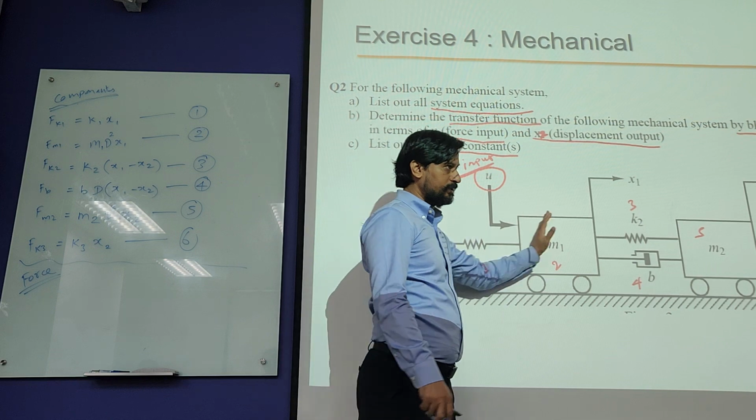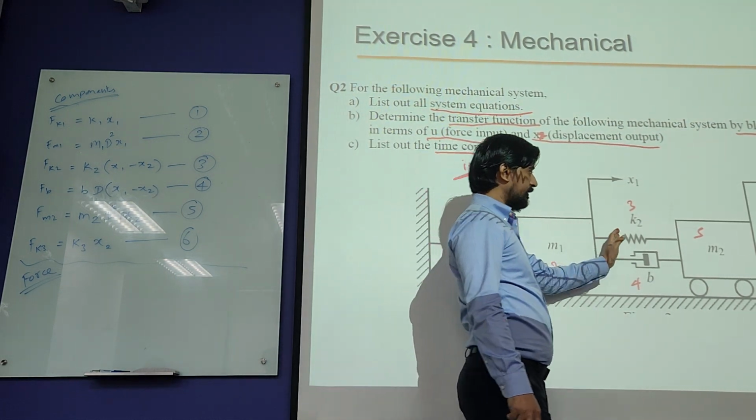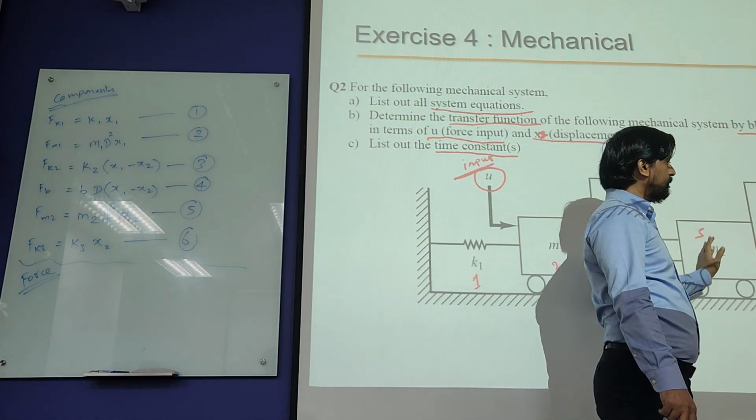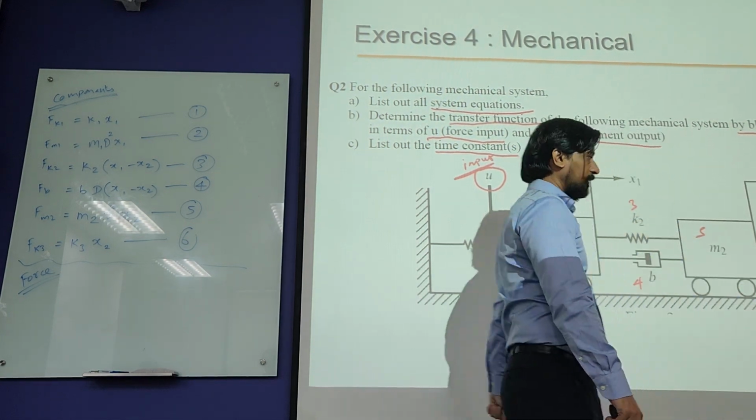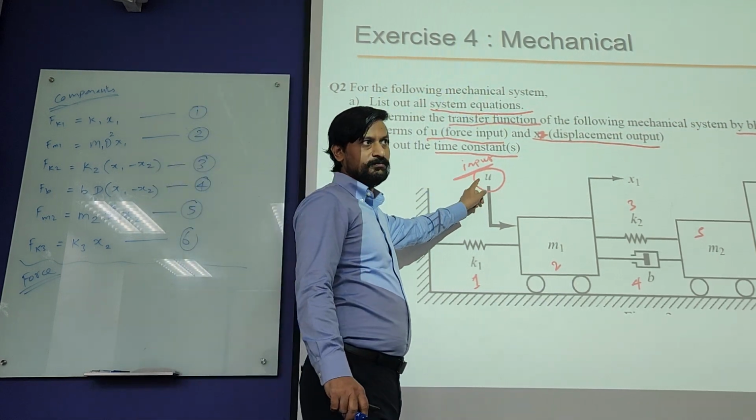When I'm trying to push this one, this spring and mass will resist, and the next one is a damper, and then the second mass, and there's another spring. So what is the force? Of course, the input force is U.